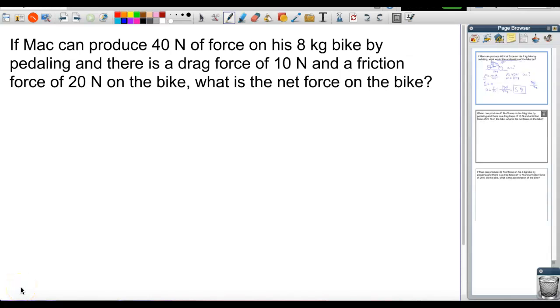Okay, let's look at another example here, a little more complex. If Matt can produce 40 newtons of force on his 8-kilogram bike by pedaling, and there's a drag force of 10 newtons and a friction force of 20 newtons on the bike, what is the net force?